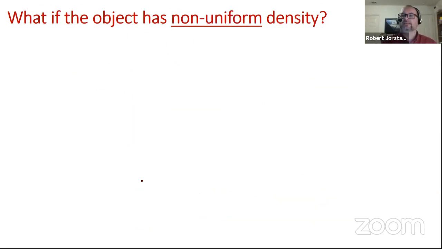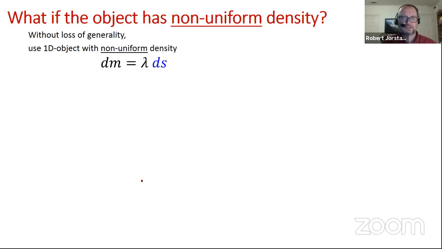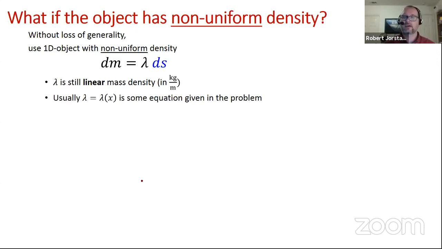What if it has non-uniform density? This is kind of the last trick. Let's restrict ourselves to a 1D problem just for now, just to keep it simple. You could do a 2D or a 3D with non-uniform as well. So in this case, lambda is still linear mass density. It's just not constant anymore. We still have kilograms per meter. Usually that would be some function given in the problem, and you might have some constants now.